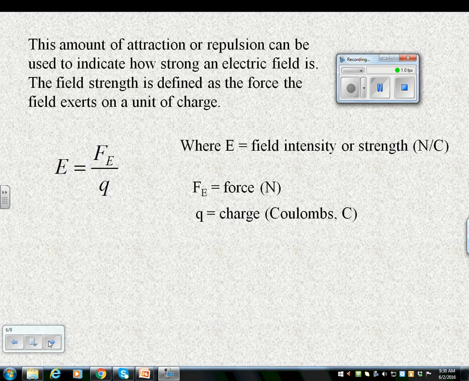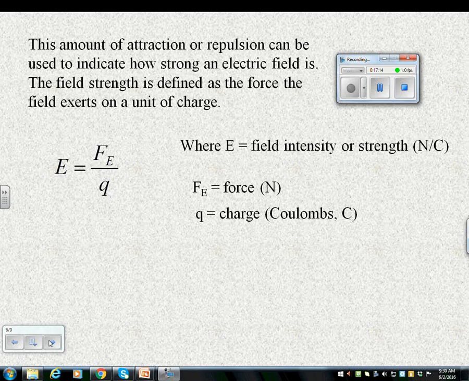Should we do a sample question? Should I show you how to do these problems? Brendan, should I show you some problems, some samples? Doesn't matter what you say, I'm going to do it.